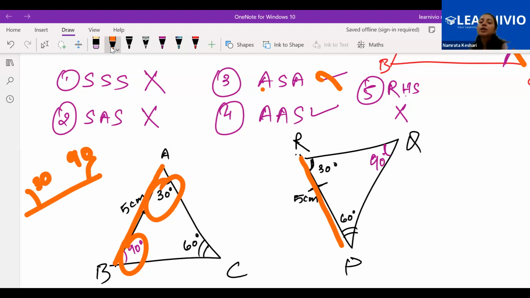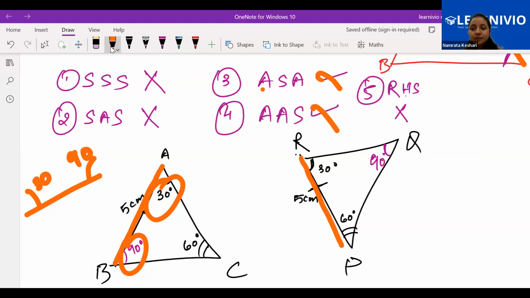Now we will think about angle angle side. That means we can think about 60 degree, 30 degree and 5 centimeter, right? 60 degree, 30 degree and 5 centimeter. Is it matching over here? No. So this criteria is also not fulfilled. Even though the data looks like we will be able to prove congruency, so much information is given and it looks like surely we can prove the two triangles congruent, but we are not able to do so.